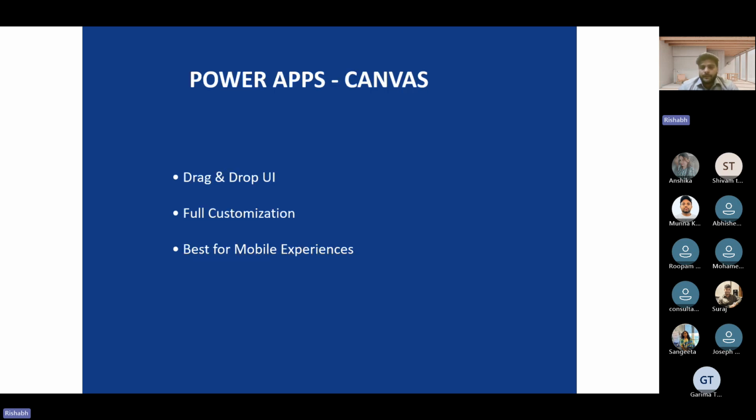So let's talk about Power Apps. Power Apps is categorized into two parts. First is Canvas app, and second is model-driven app. We'll first talk about the Power Apps Canvas app. Canvas apps are UI-first applications where you design the screen exactly how you want using drag and drop.